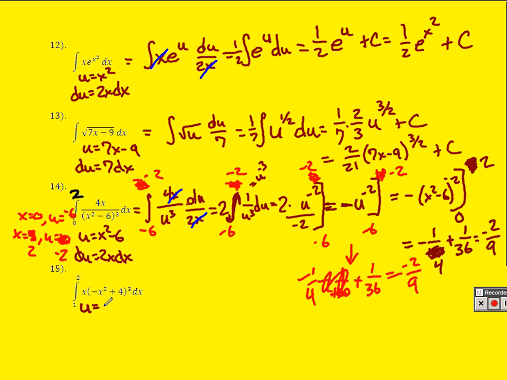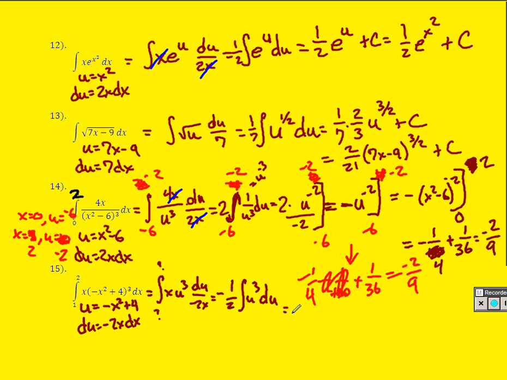u is going to equal negative x squared plus 4. That means that du will equal negative 2x times dx. So, changing this, it's now x times u cubed. dx is du over negative 2x. So, negative 1/2. Again, I don't know what my integral limits are yet. These are question marks. Negative 1/2, the integral of u cubed du.